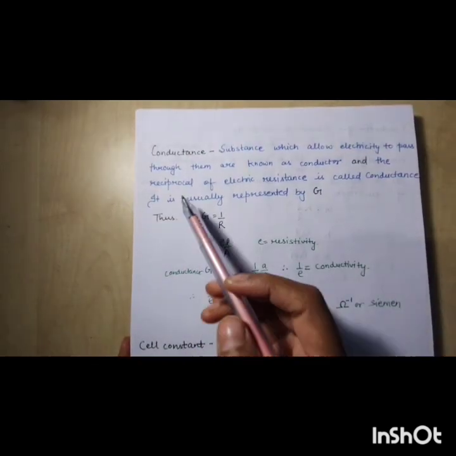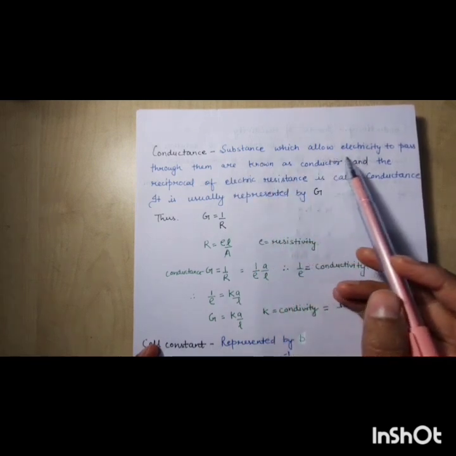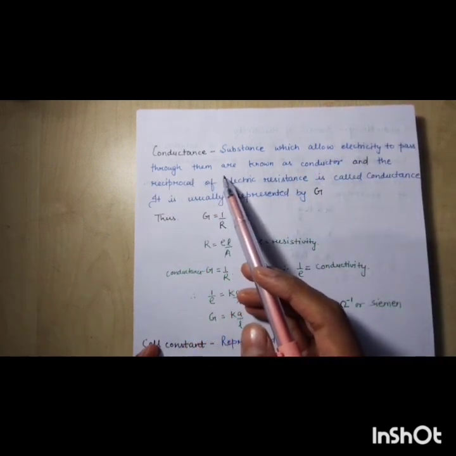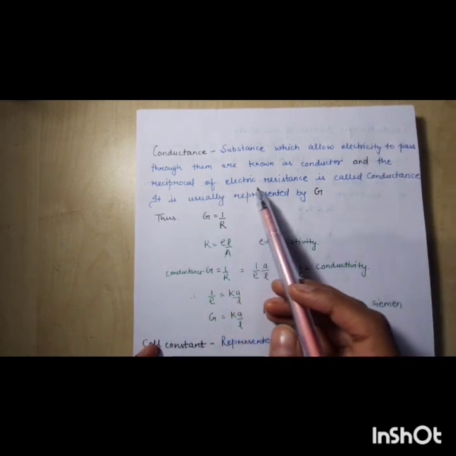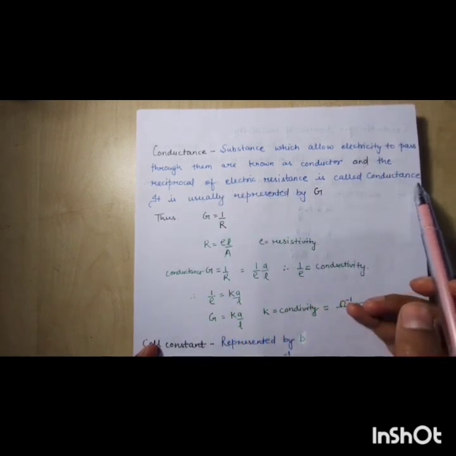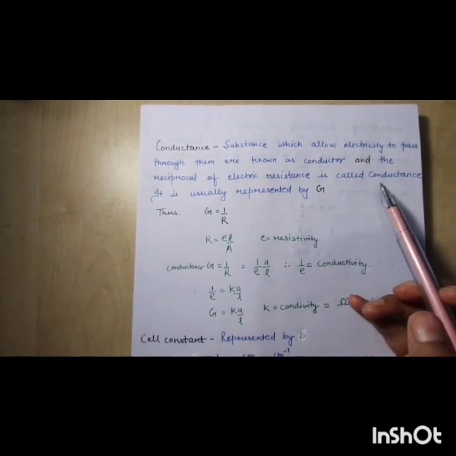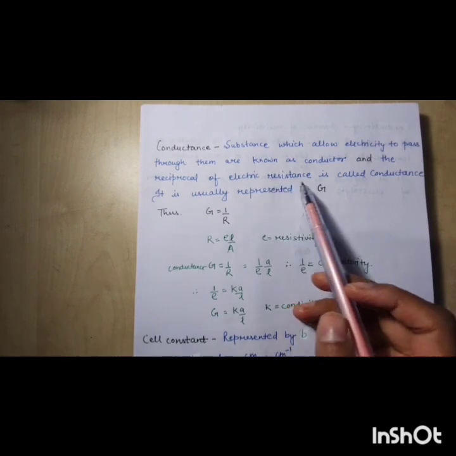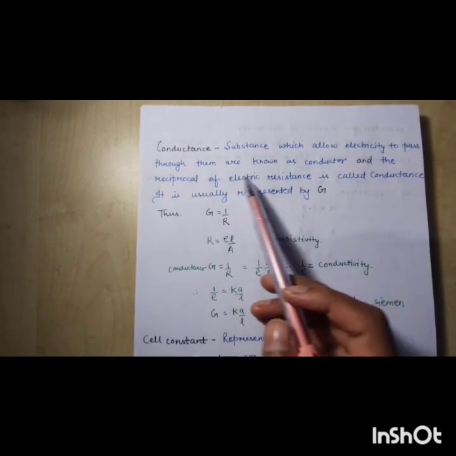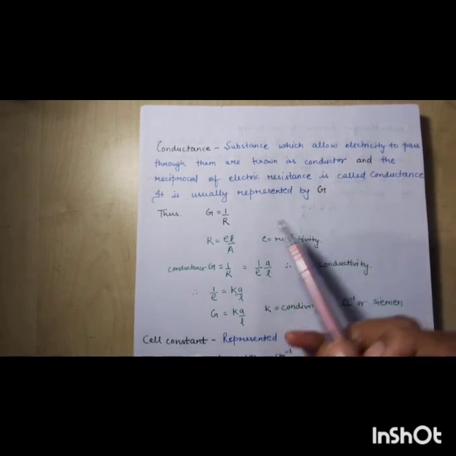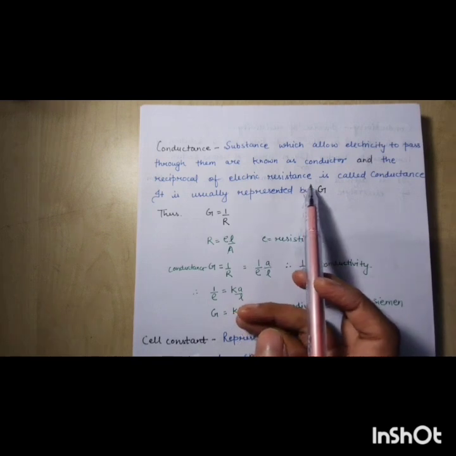Now our next topic is conductance. As you know, substances which allow electricity to pass through them are known as conductors, and the reciprocal of electric resistance is called conductance. Substances which allow electricity are known as conductors, and the property is the reciprocal of electric resistance.